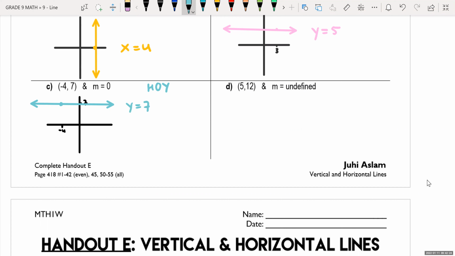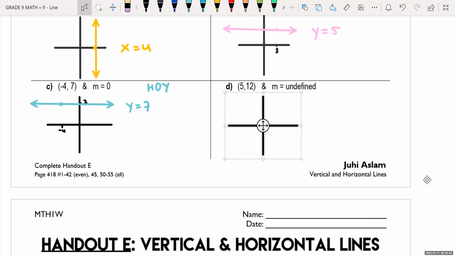Last question. We have a point going through 5, 12, and the slope is undefined. All right, so as soon as I see undefined, I know I can't use any sort of math to do this. I'm going to have to draw a picture. So I'm going to go ahead and make my axes.